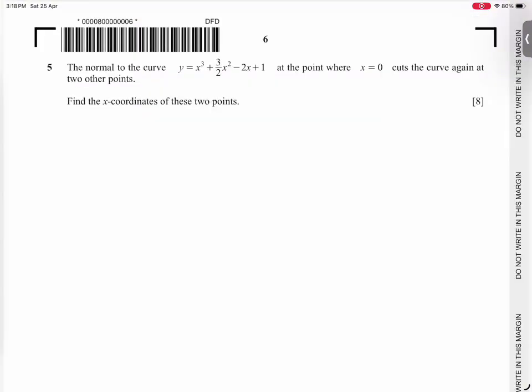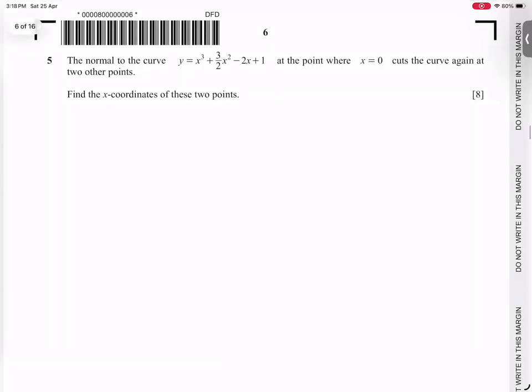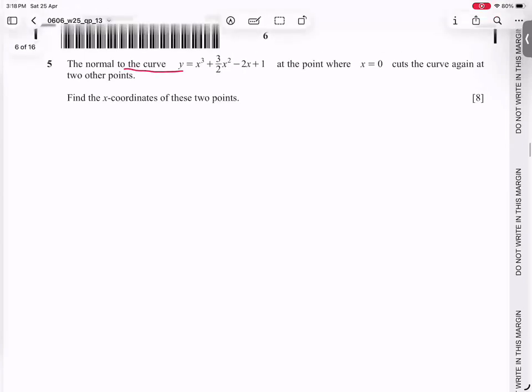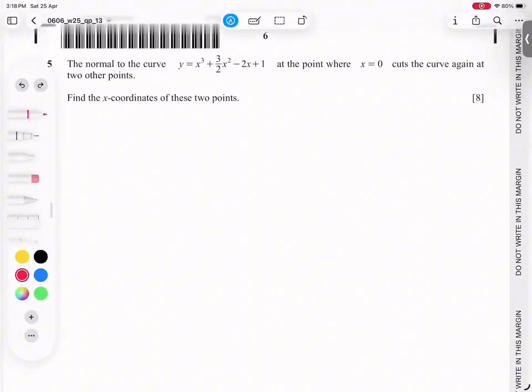Question number 5, students, we have. And the question is, he's saying here the equation of the normal to the curve, this one, at the point x is 0, y is not given, we can find y easily. Cut the curve again at two other points and find the x coordinate of those 2 points. So job number 1, normal of this curve.